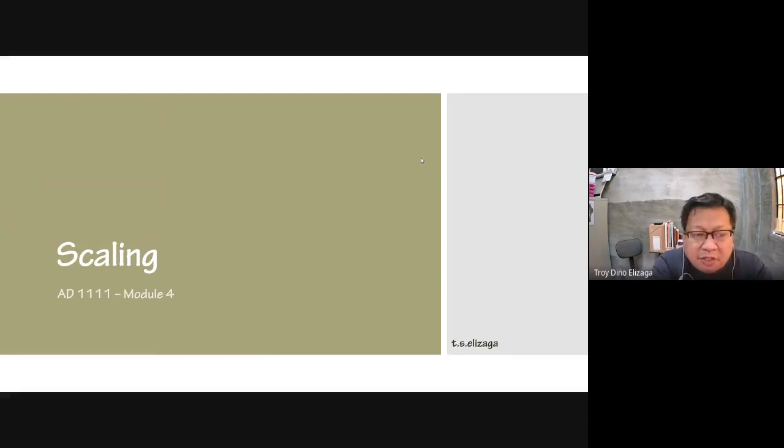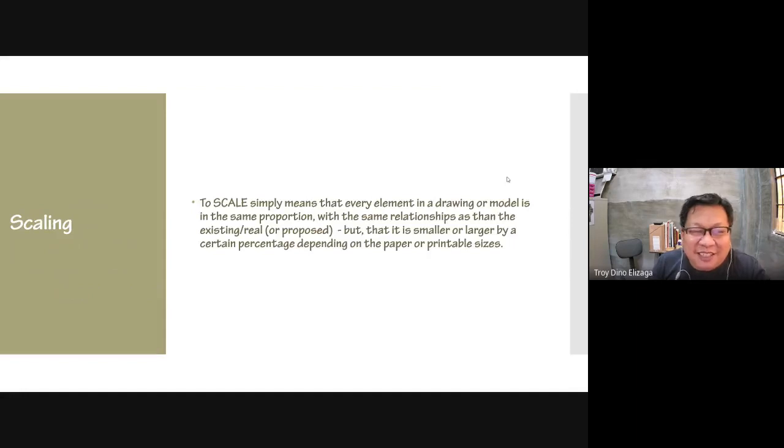to our topic, which is about scaling. This is one of those very confusing topics because it involves a little math. You know, architects are not very good in math generally. So to scale simply means that every element in a drawing or model is in the same proportion with the same relationships as the existing real or proposed, but that it is smaller or larger by a certain percentage depending on the paper or printable sizes.